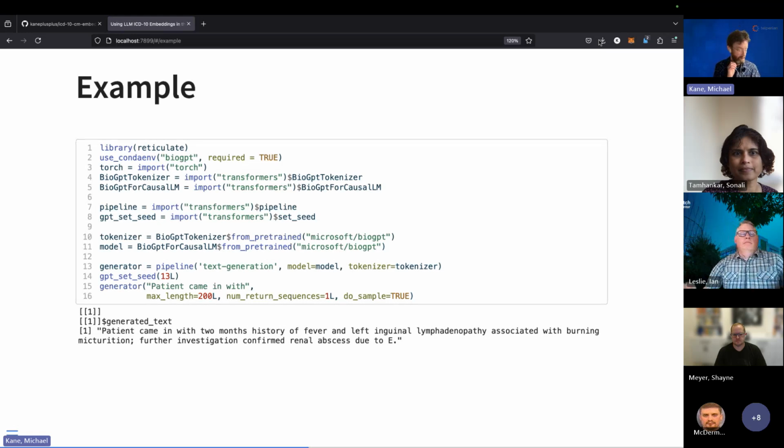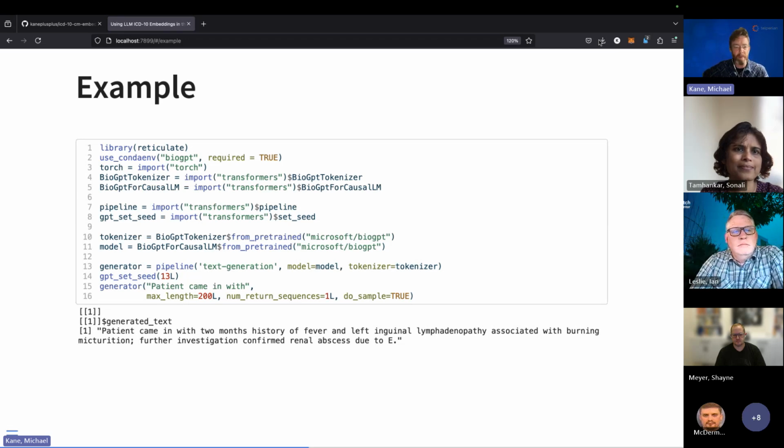All right, so I just want to show, I'm going to include code. If you actually want to run BioGPT, it's actually pretty easy to do. This is an example using Hugging Face, and this is from R using the Reticulate library. So my examples are going to be in R.